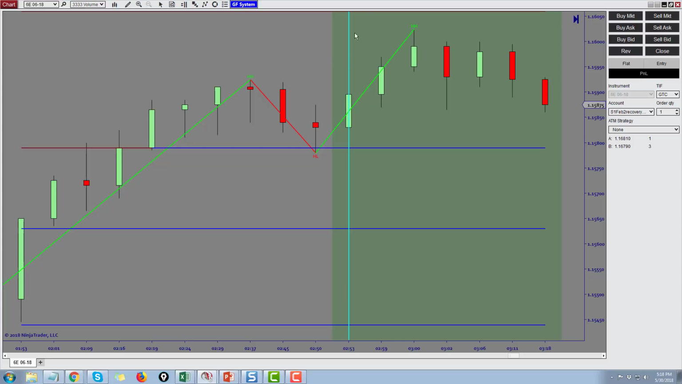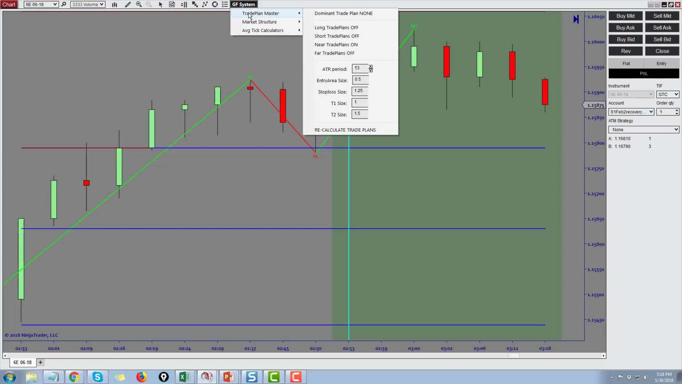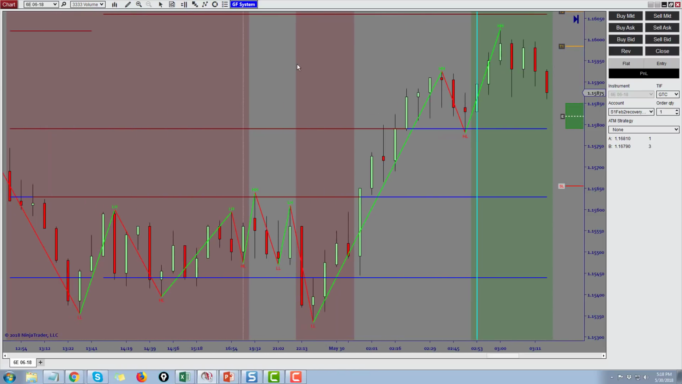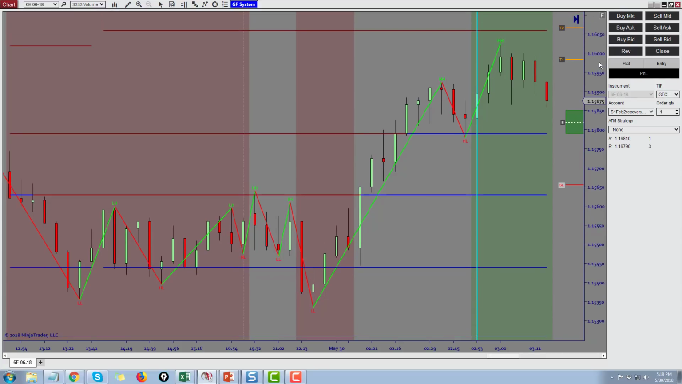Okay? So we want to be buying in a green background, and what I want to do is go to this trade master planner and go down and turn longs on, right? Now I could turn far longs on, but I don't want to do that. I want to basically turn longs on. Perfect, like that. So now I've mapped out the entire trade plan.